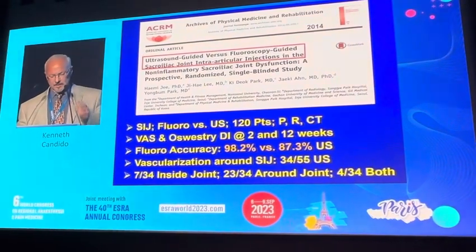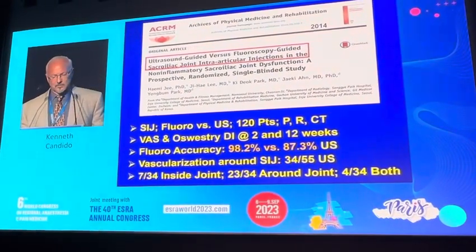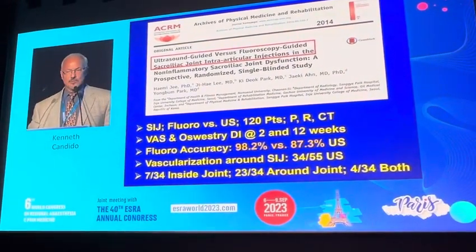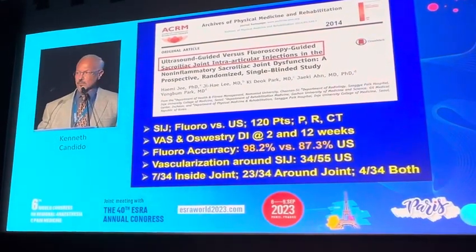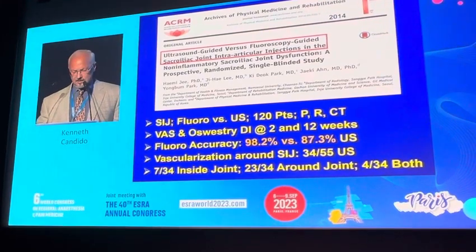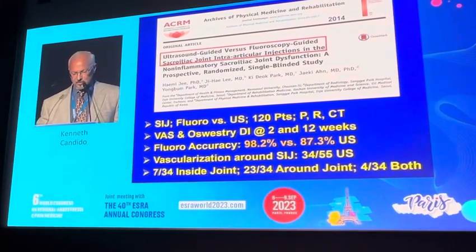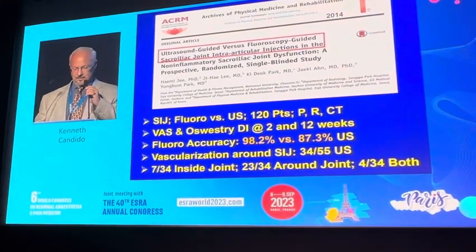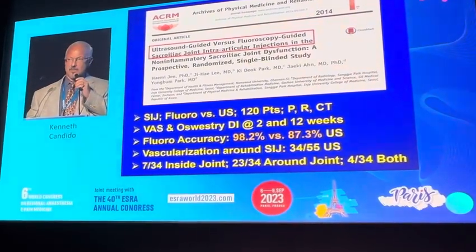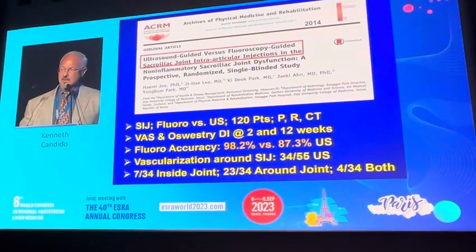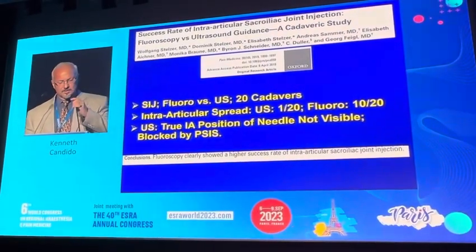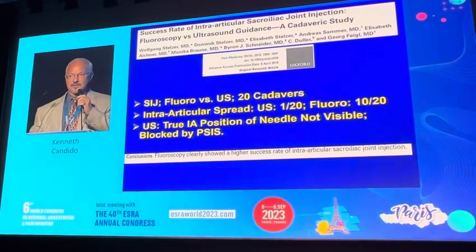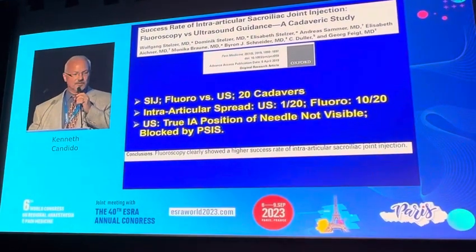So here's a study from 2014 that showed that the accuracy of placing the medication into the SI joint was higher with fluoroscopy than with ultrasound guidance, 98.2% versus 87.3%. This was not statistically significant, however, and the use of ultrasound was eminently better to find the vasculature around the SI joint. A more recent cadaver study, however, showed that the success rate was much higher with fluoroscopy.